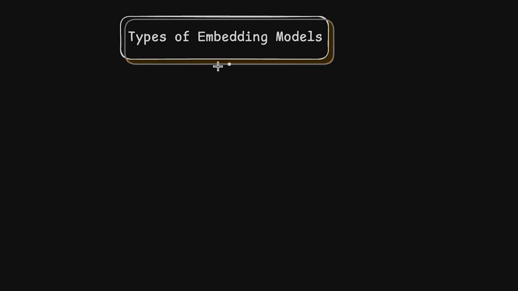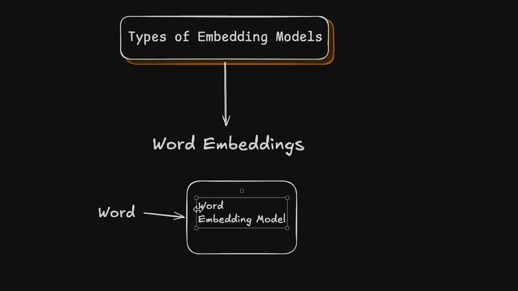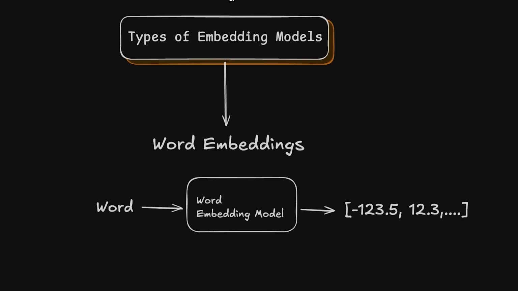The first type, since it all started with word embeddings, is word embedding models. What a word embedding model does is take a single word as the input, and the output is nothing but some embeddings, some floating point numbers. Now, some popular examples of word embedding models are Word2Vec, and another example I can think of is GloVe. So these are the two popular word embedding models that we have.